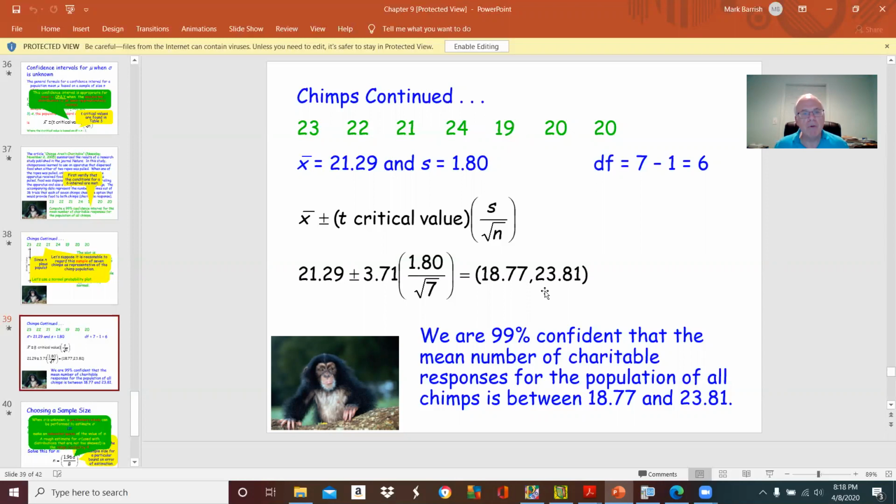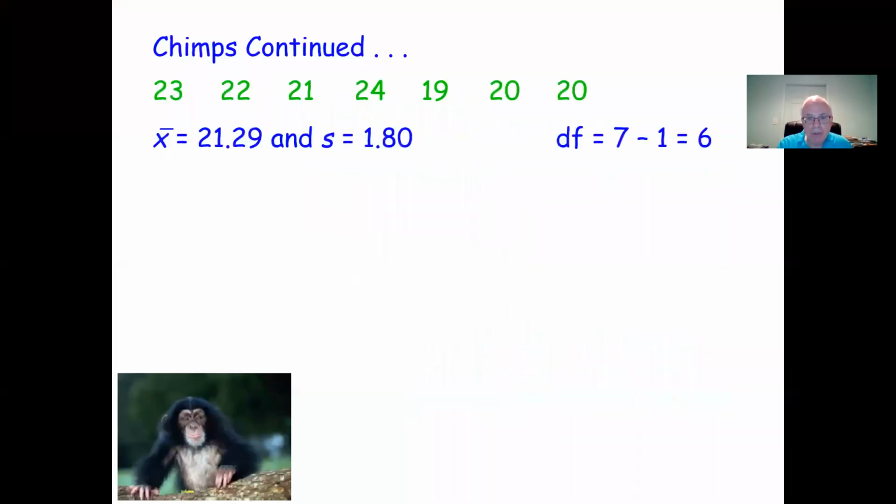All right, so that's how you figure out a confidence interval for a mean when we do not have an estimate of the population standard deviation. So what are we going to use? We're going to use the sample standard deviation instead for the standard error part of the formula. And then we're going to use T critical value instead of a Z critical value in the margin of error formula. Okay. All right, anyway, back to the slideshow.